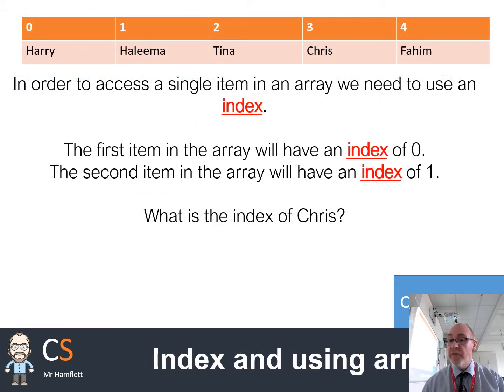So a quick bit of revision on a 1D array. Remember, a 1D array allows us to store multiple values inside a single variable effectively. In order to access each item, I need its index, and each index is simply an integer number. It starts at 0 and then goes up in ones. The first item is in index 0, the second item is in 1. So the index of Chris is going to be 3, because that is the number it's at.